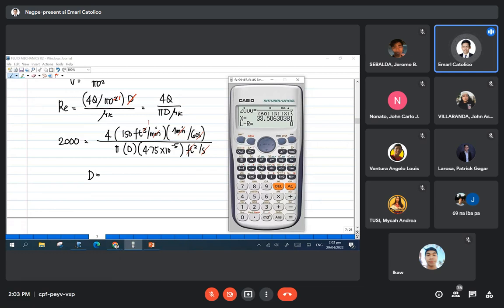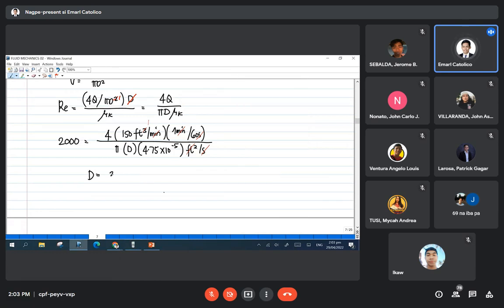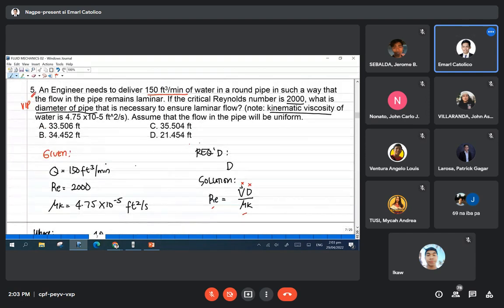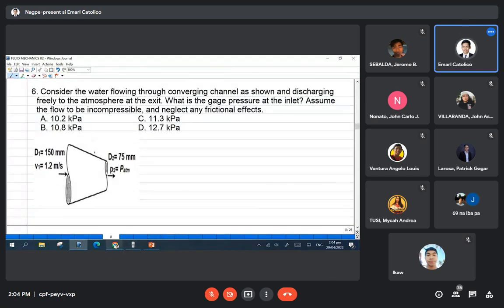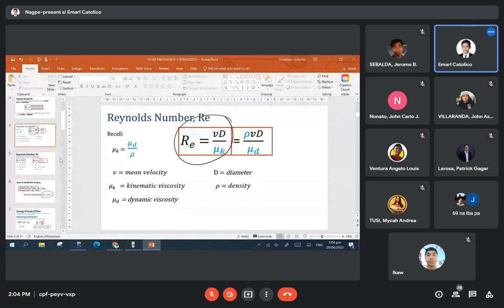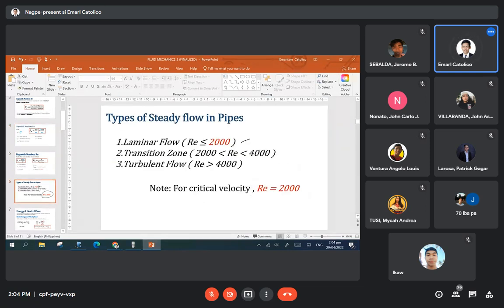Okay, so diameter natin is 33.506. Unit natin ay feet. Check natin anong letter siya. 33.506, so letter A. Okay, so yan na yung about sa Reynolds number. So proceed tayo sa next topic, which is energy and head flow.